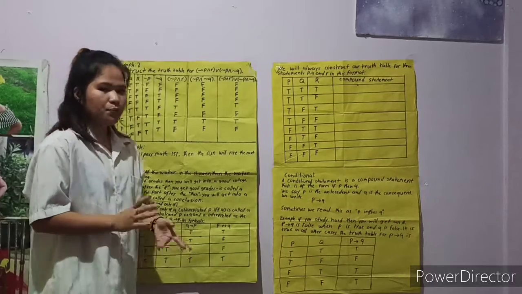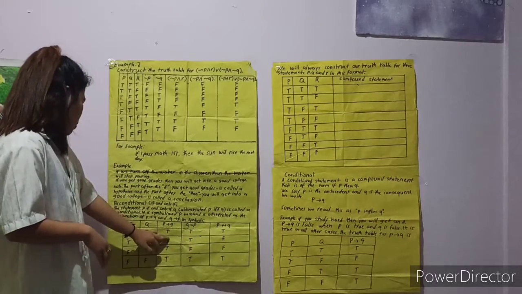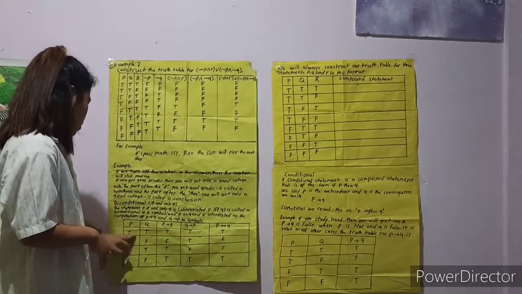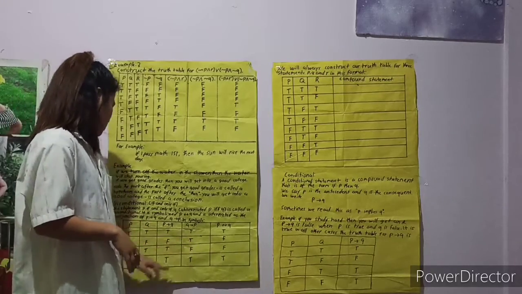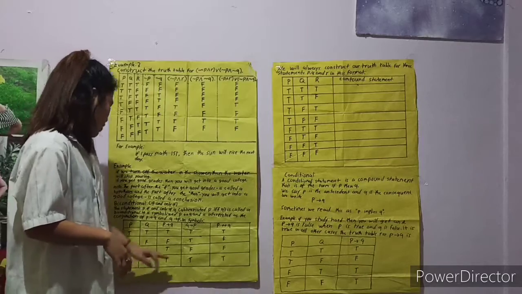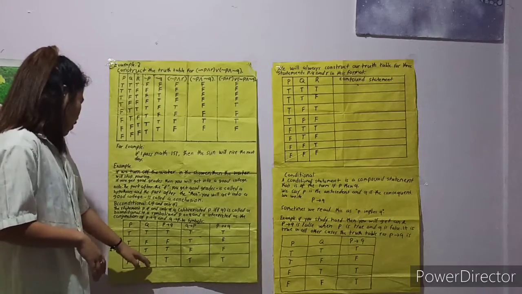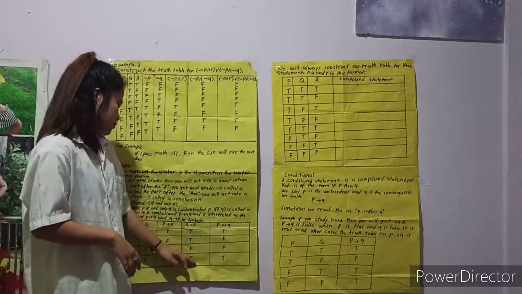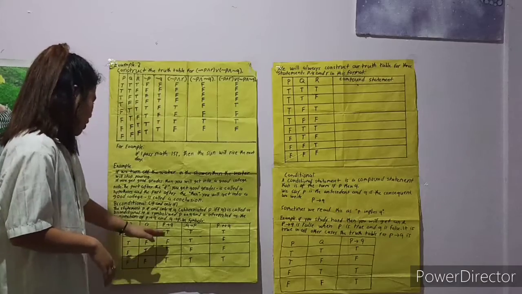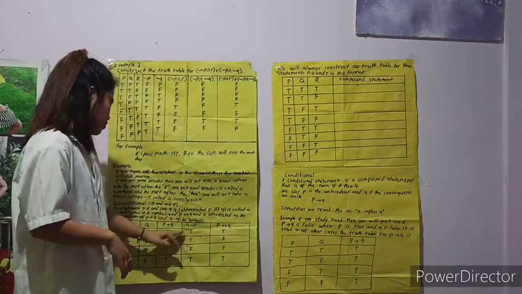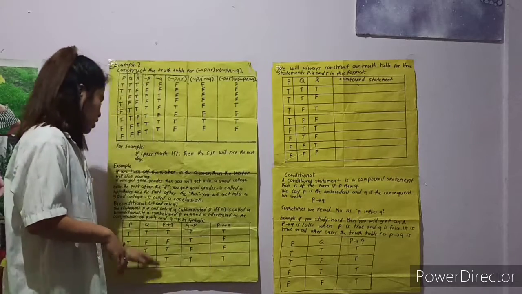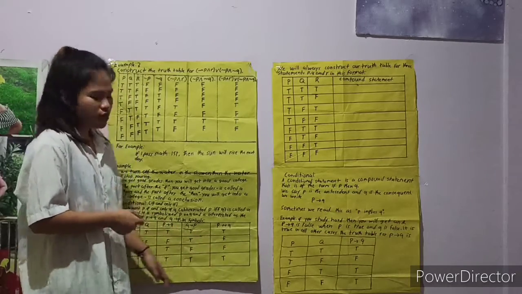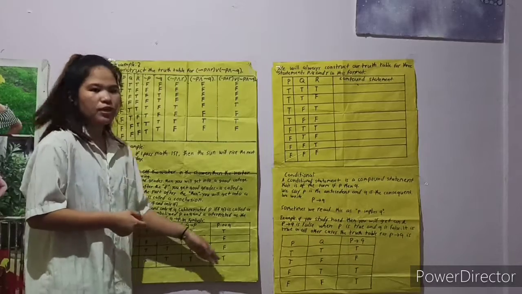Q implies P. True to true becomes true. False to true becomes true. True to false becomes false. False and false become true. And P if and only if Q: true to true becomes true. False to true becomes false. True to false becomes false. And true to true becomes true.